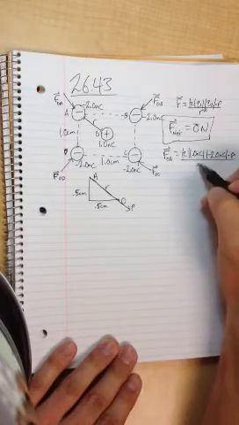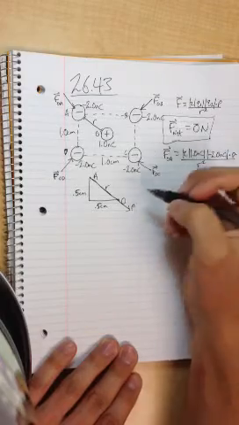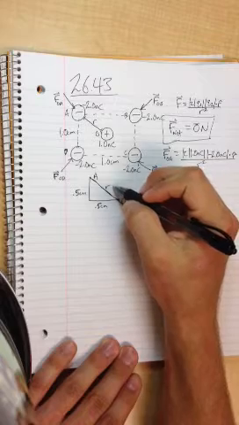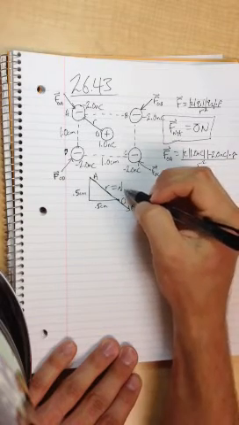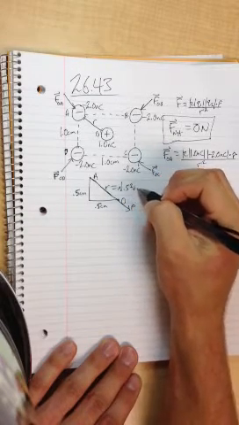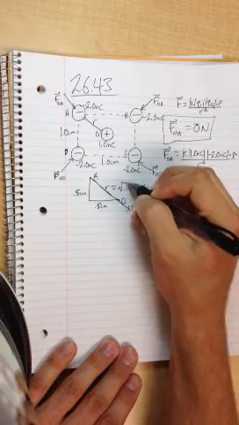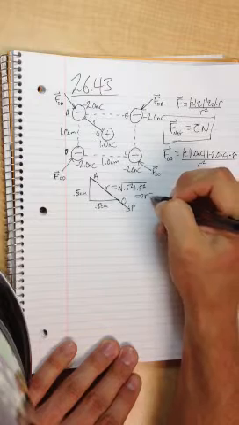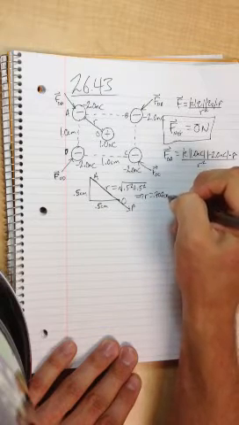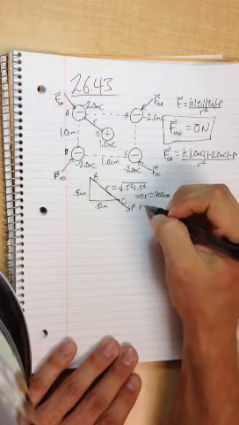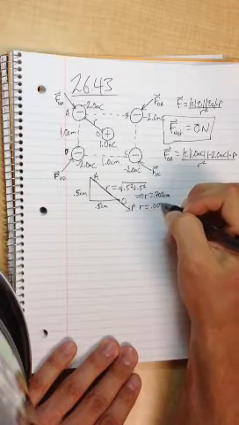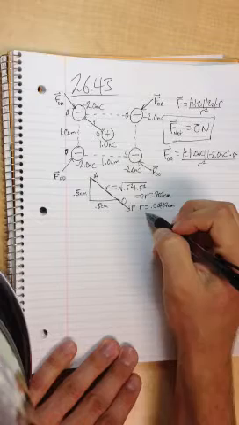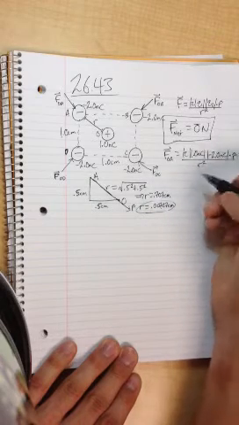over the radius squared. And the radius, which is this distance here, we can find easily by saying that it is the square root of 0.5 squared plus 0.5 squared, which equals 0.707 centimeters, which you can convert to meters. Say it's 0.00707 meters. Plug that back into here.